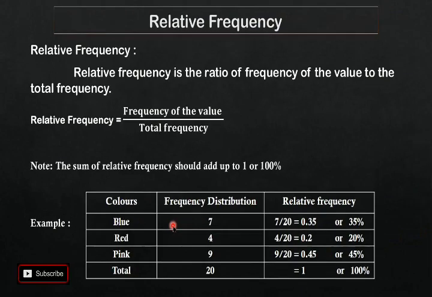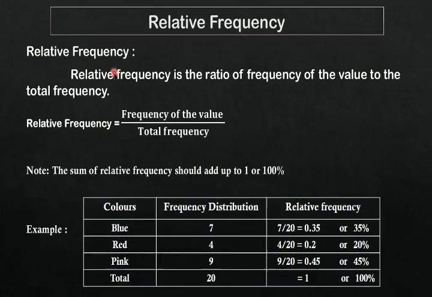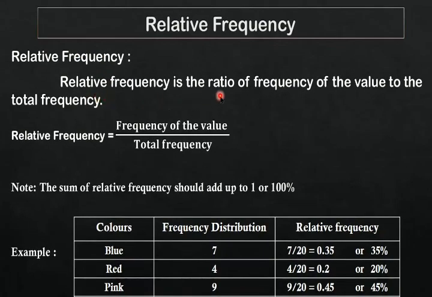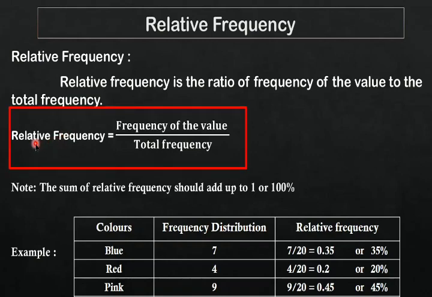To find the relative frequency, we add all the frequency values, then we divide every frequency value by the total frequency. You can see the definition here. Relative frequency is the ratio of the frequency of the value to the total frequency. So it is given by the formula: relative frequency equals the frequency of the value divided by the total frequency.